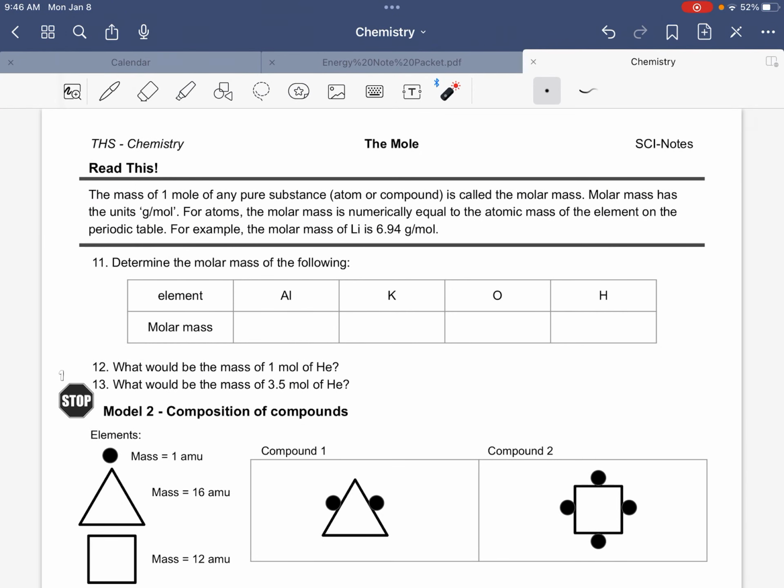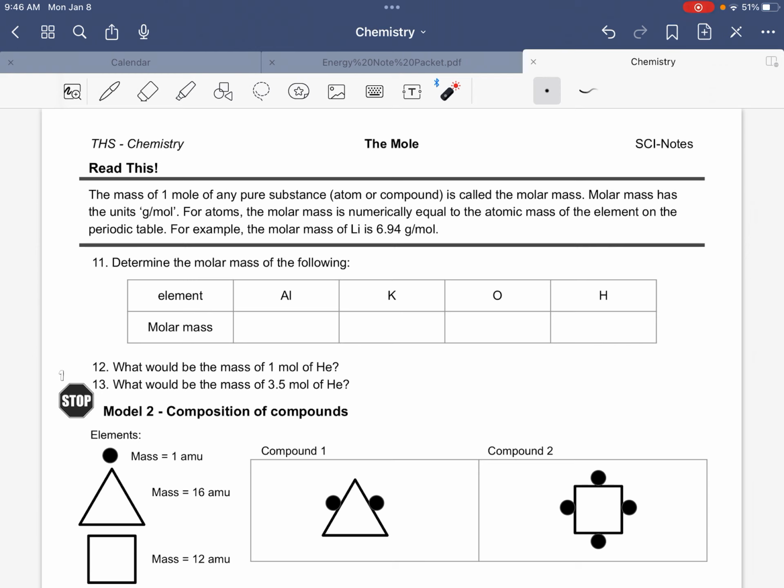Okay, so the mass of 1 mole of any pure substance, an atom or compound, is called the molar mass. So molar mass has units of grams per mole. Okay, so sometimes they'll be asking for the molar mass, and that's just the mass of 1 mole. But if you have more than 1 mole, it's just asking for the mass of the substance. So we would just use the unit grams.